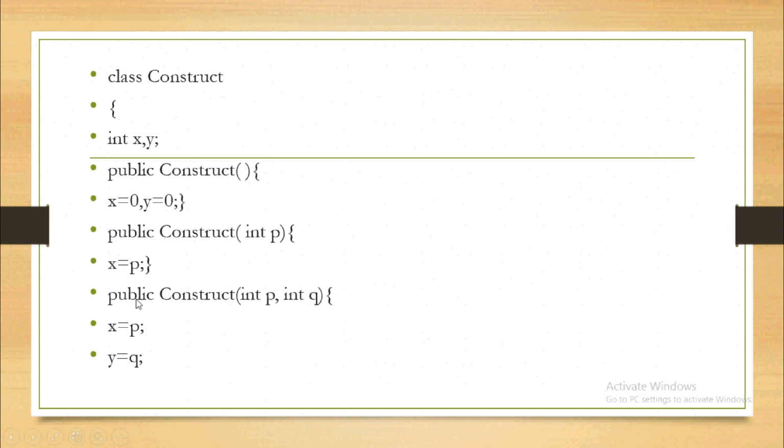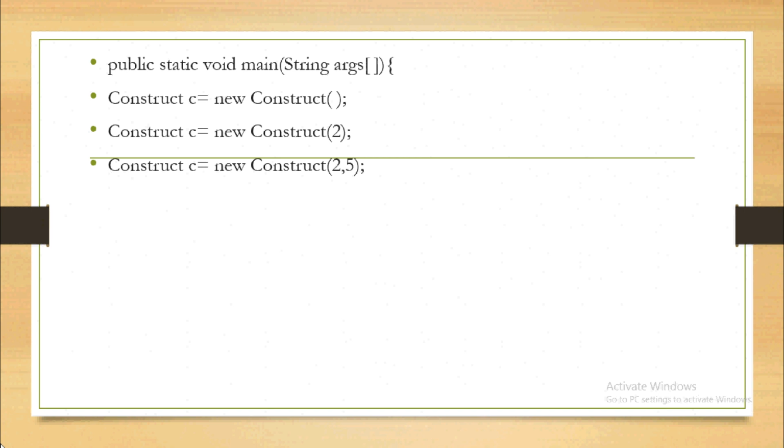In the next constructor, I am writing public Construct(int p, int q). In x I am initializing the value as p, and in y the value as q. So we have created three constructors: one default, another with one parameter, and the third with two parameters. Now I will write public static void main(String args) and call the constructors like c = new Construct(), c = new Construct(p), and c = new Construct(p, q).